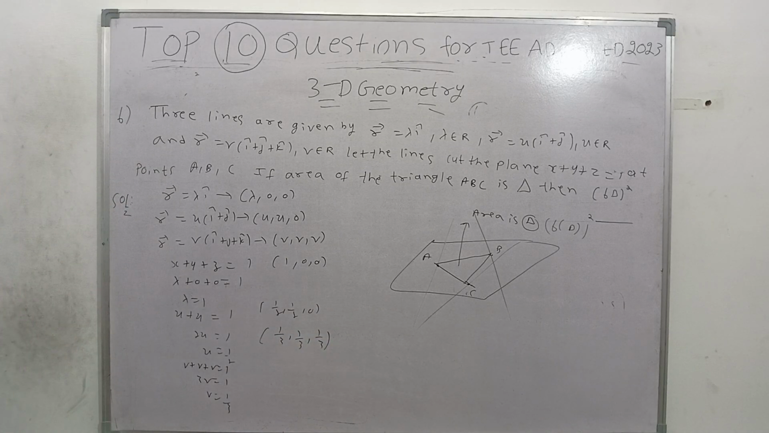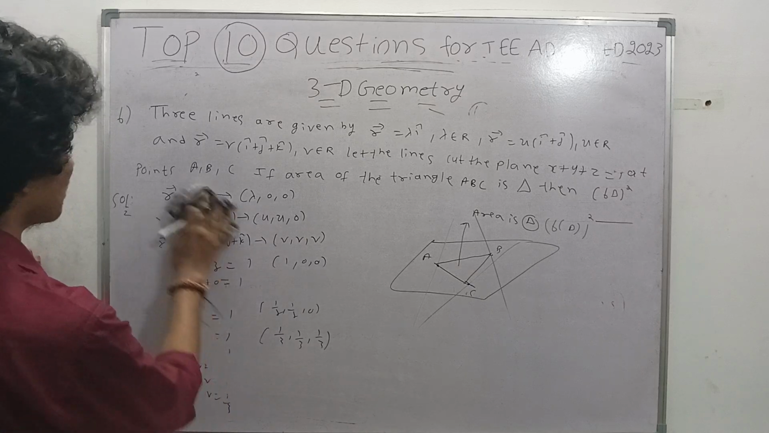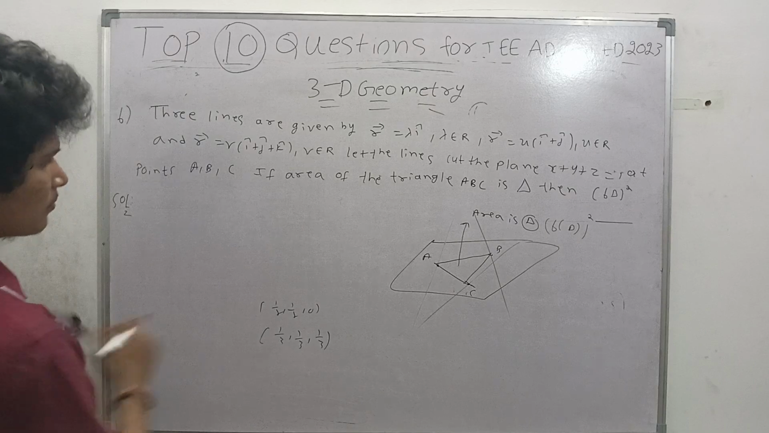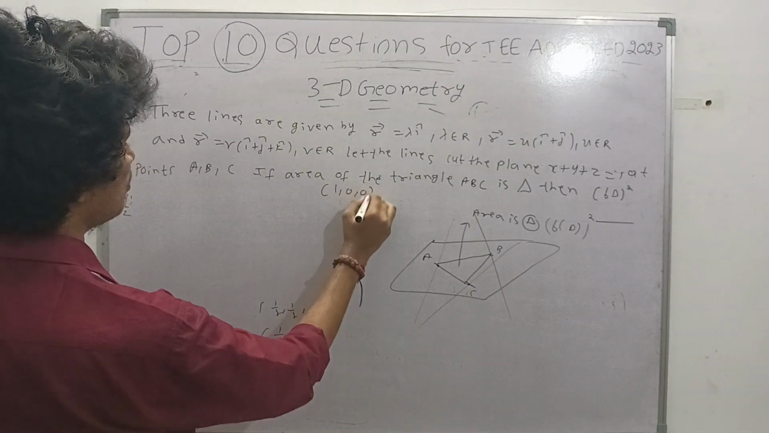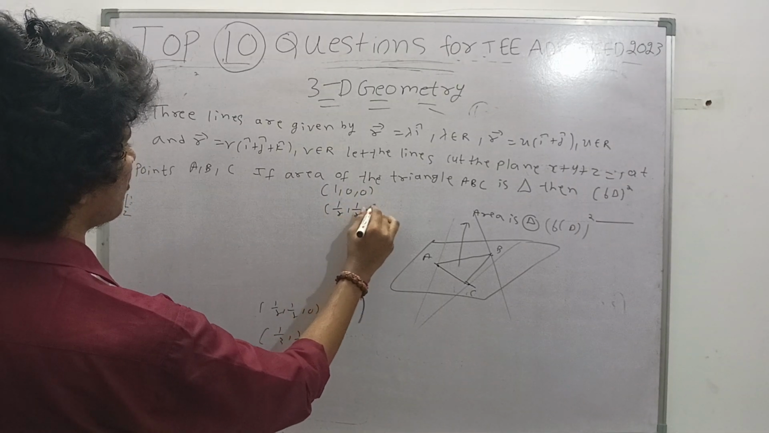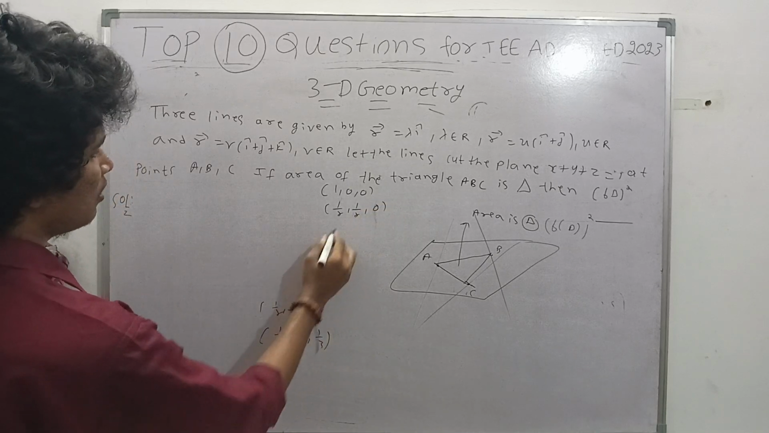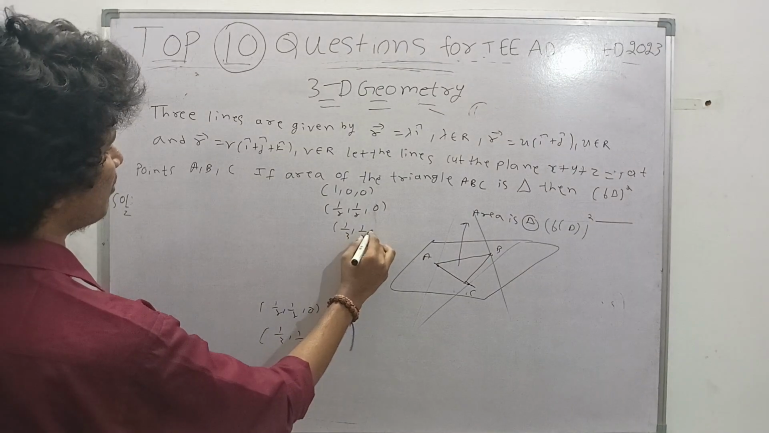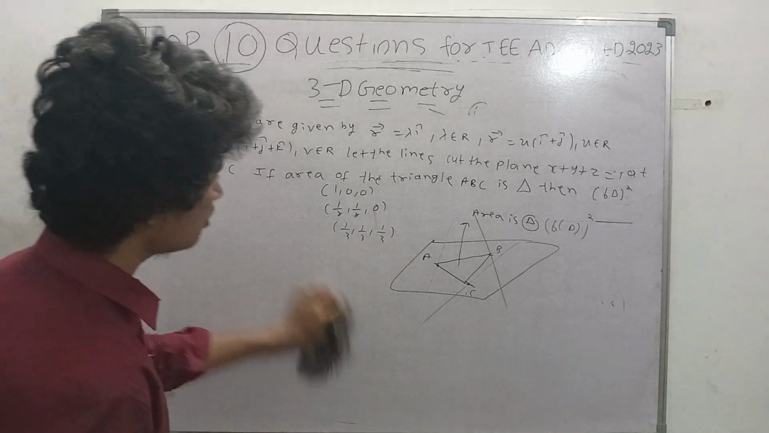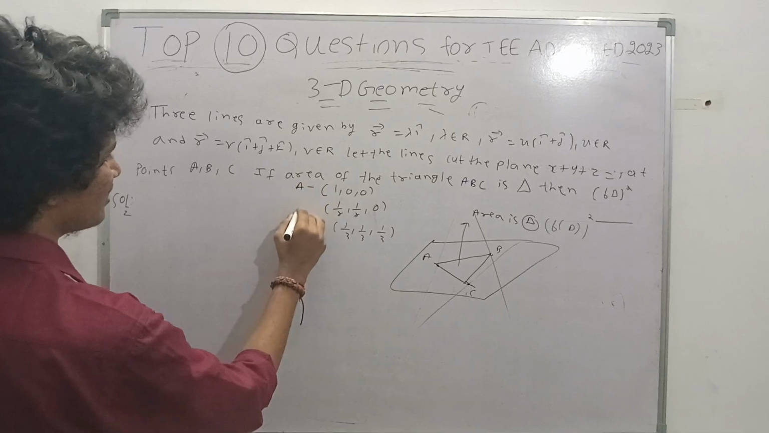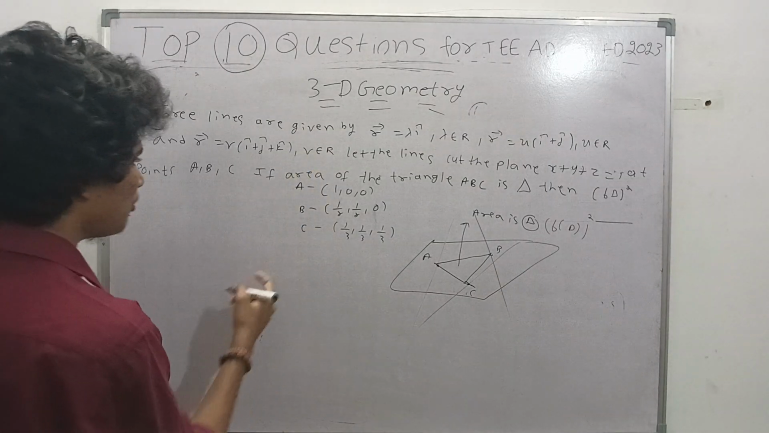Now we found the 3 points. Now what is our work? What are the points? 1 comma 0 comma 0. Another point 1 by 2 comma 1 by 2 comma 0, because here we got 0, and 1 by 3 comma 1 by 3 comma 1 by 3. Now we have to find the area. Suppose we assume this point as A, this point as B, this point as C.